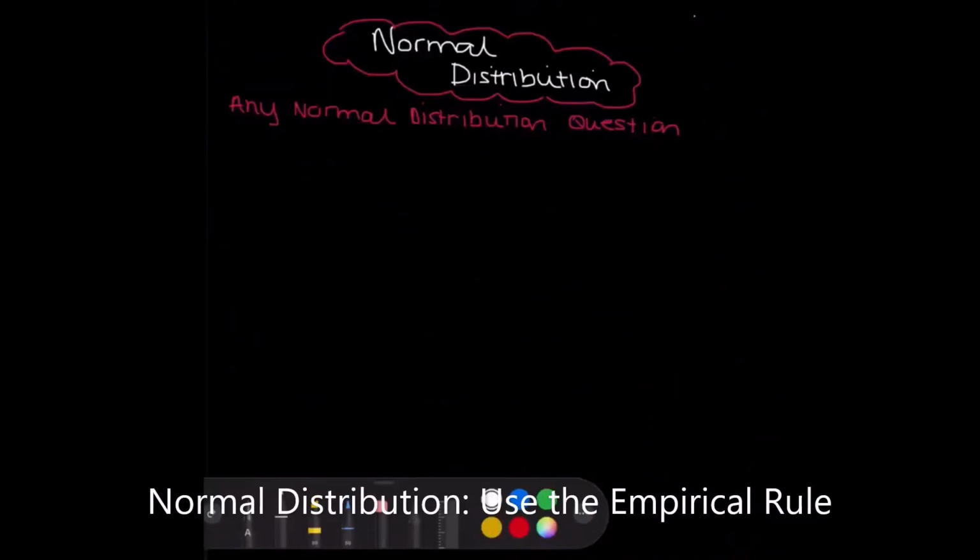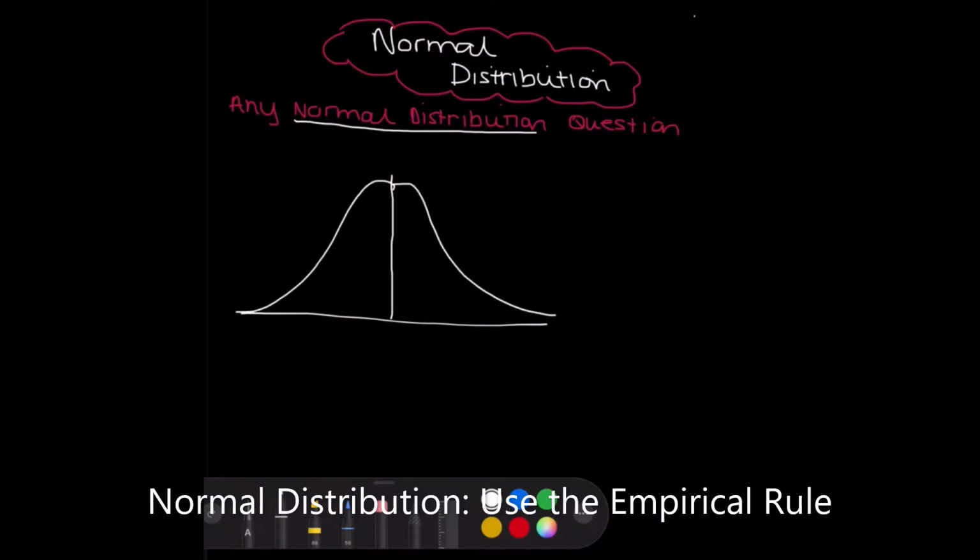I will talk about normal distribution and how to solve any question that requires normal distribution. First of all, you have to draw the normal distribution graph and split it in the middle, and then divide each half into 4 parts.